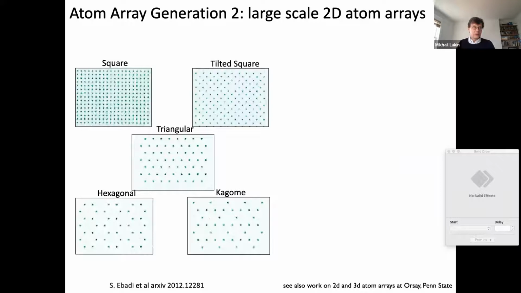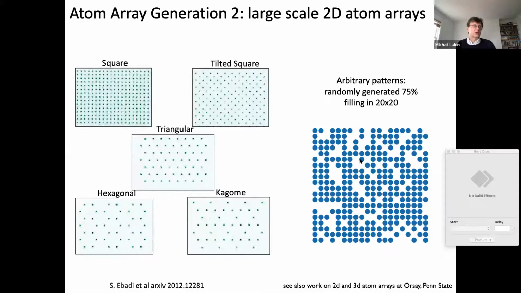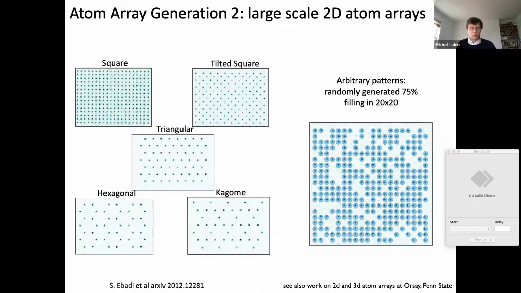In fact, we can, for example, start with an arbitrary pattern, randomly generate it, for example here with a certain filling, and then just program it and let the system prepare the atomic arrangements.